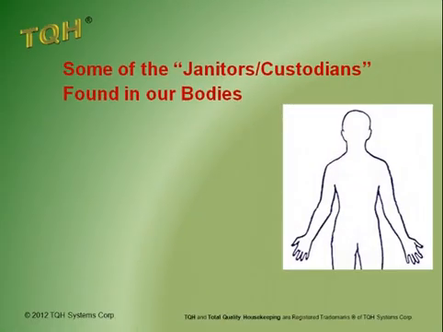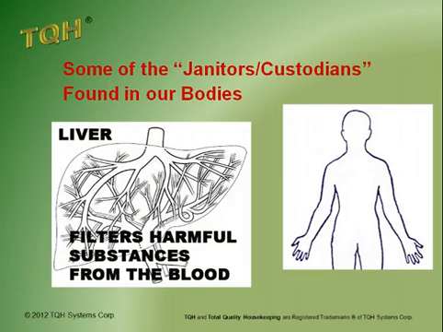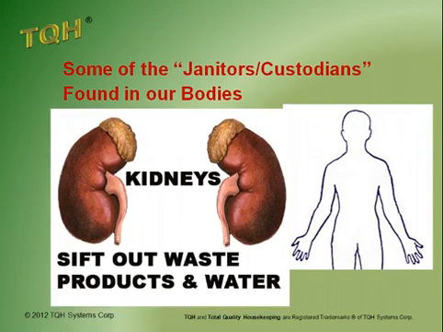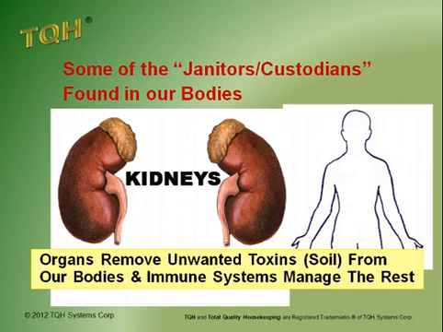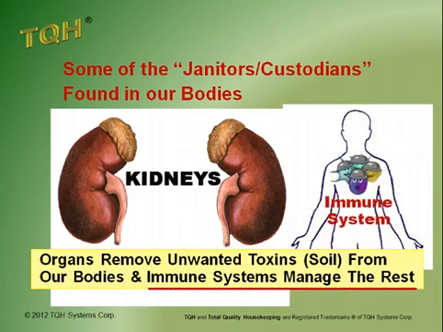Now, this is a little different perspective, but it should get you an idea of why you don't have to have a sterile building. In our bodies, we have to get rid of soil. So we have organs that do things, like the liver filters harmful substances from the blood. The kidneys sort out and sift out waste products and water. Organs are used in our bodies to remove unwanted toxins, which is soil. Soil in a building is a form of a toxin. Soil in your body we call toxin. The organs are used to remove it from our bodies.